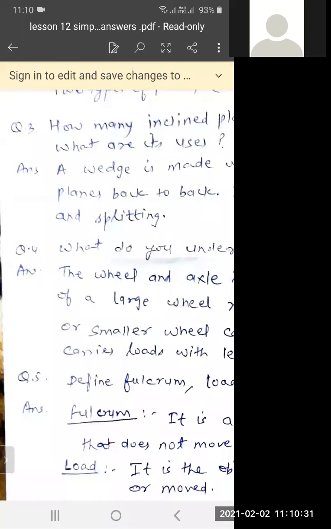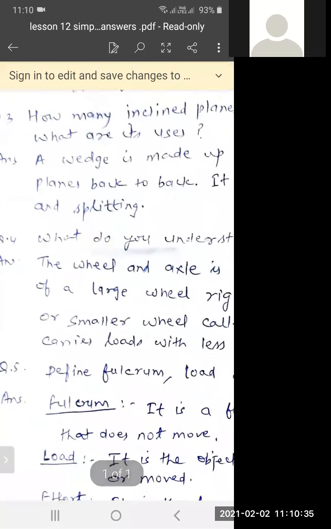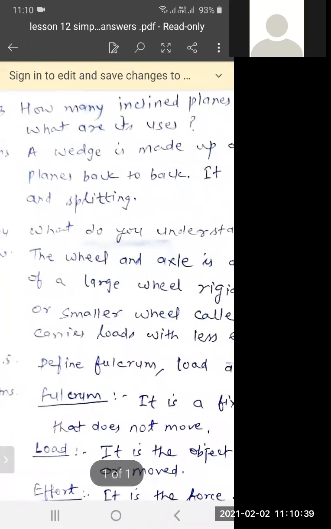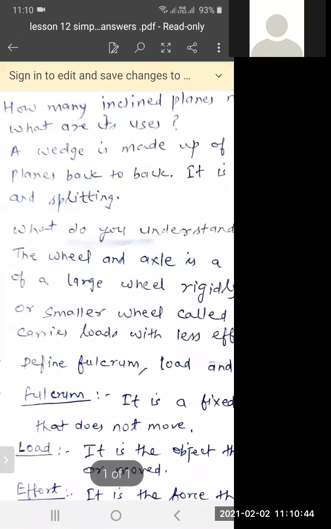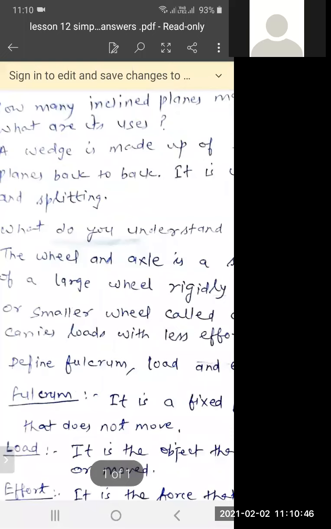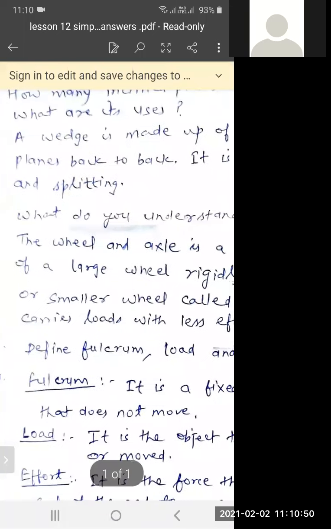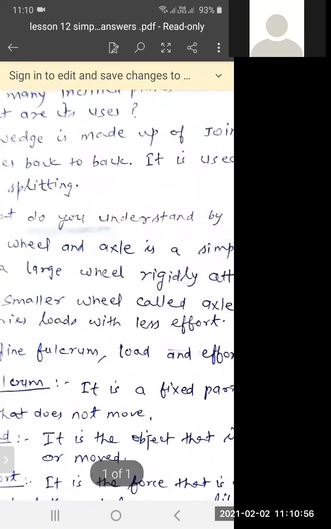What do you understand by wheel and axle?